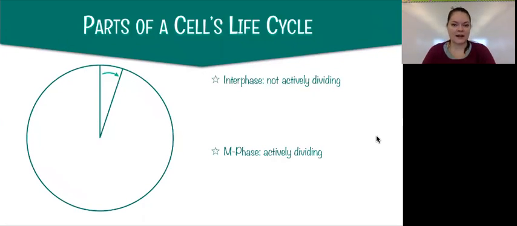So interphase is when it is not actively dividing. M phase is when it is. And so at the start of M phase, we're going to have one big ol' honker cell who's ready and raring to split. And by the end of it, we have 2 new baby cells, and they're each ready to go on and interphase and live their lives.